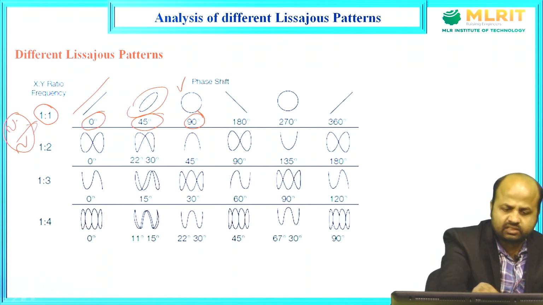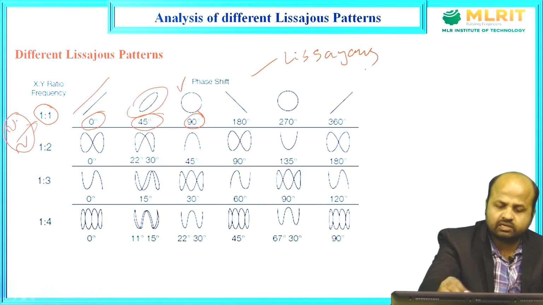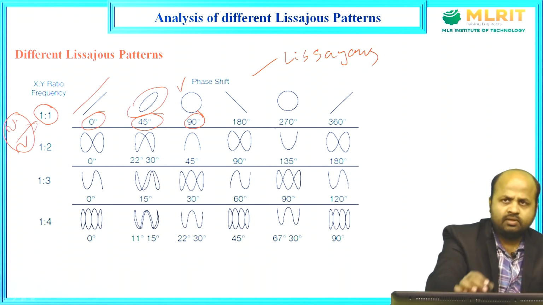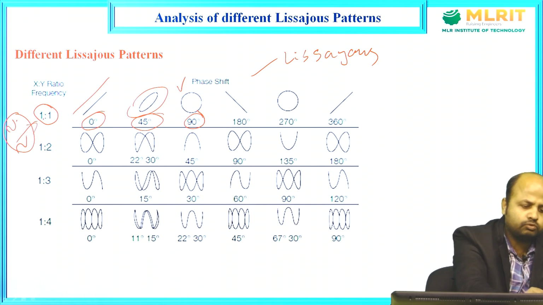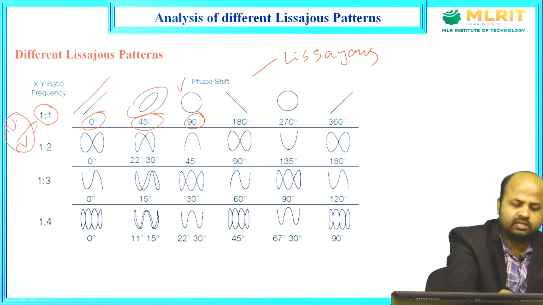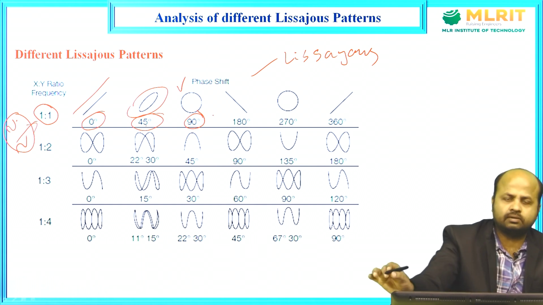So these are nothing but the Lissajous patterns, and each pattern has a certain meaning. All the meanings have been written here. 1:1 means the frequency of the two signals is the same, but if the phase is 0, we will get the line. If the phase is 45 degrees, we will get an ellipse. If the phase is 90, we will get the circle, and so on.